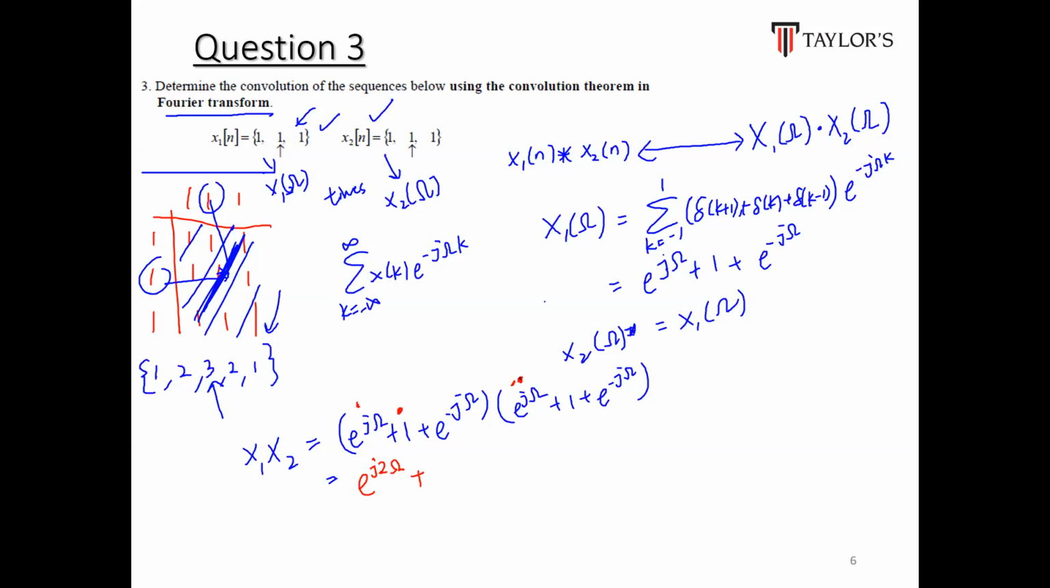Then you do these two, this one and this one. This becomes e^{jω}. Then you do these two, this one and this one. Just now we tried already: e^{-jω} multiplied by e^{jω} is just 1.